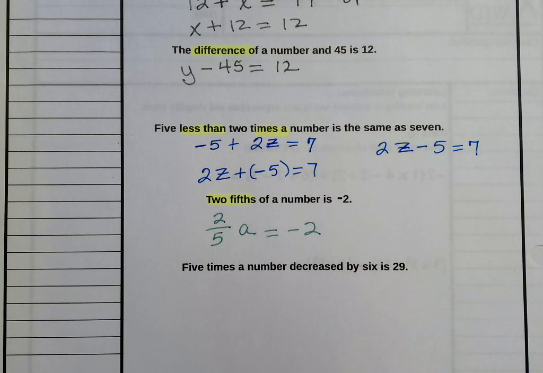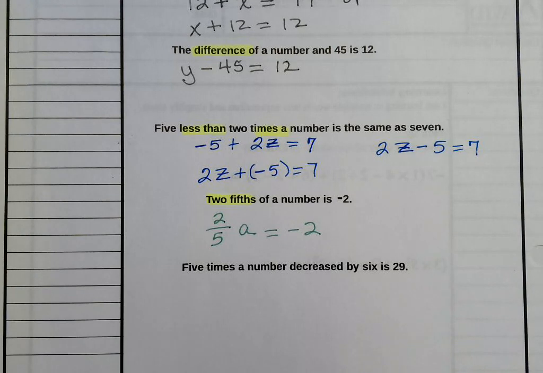Is A positive or negative? A would have to be negative. 2/5 is positive. If A is positive, I'll get a positive answer. If A is negative, we have a positive number times a negative number gives me a negative. So we know that A is a negative number.